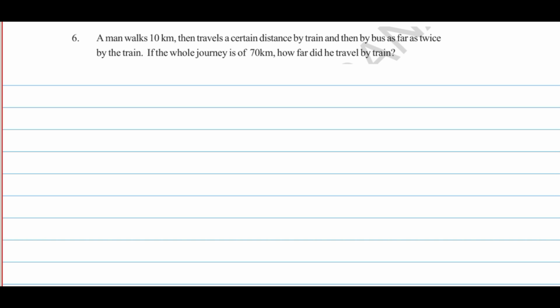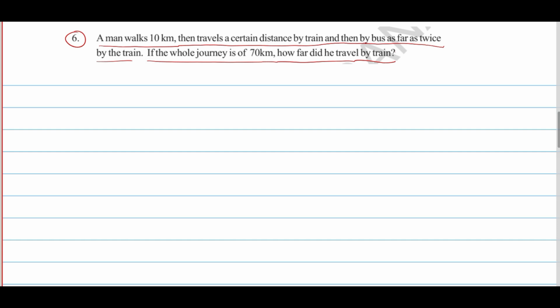Now we are going to discuss the sixth problem from this exercise 2. Let us observe the question. A man walks 10 kilometers, then travels a certain distance by train and then by bus as far as twice by the train. Then, if the whole journey is 70 kilometers, how far did he travel by train?